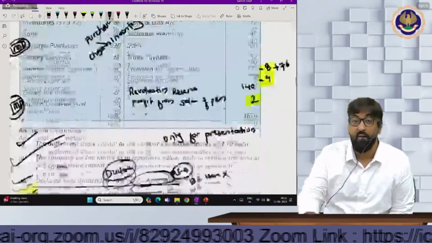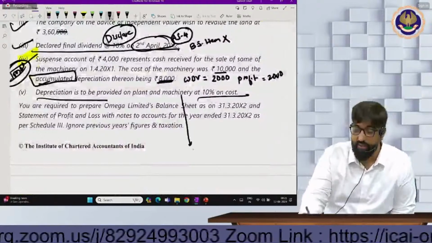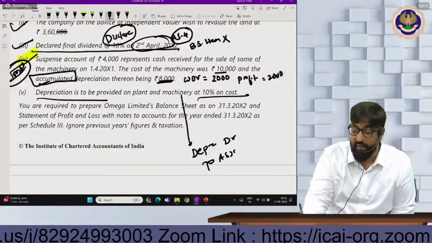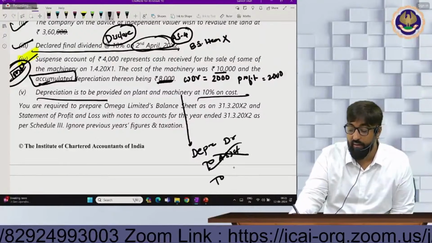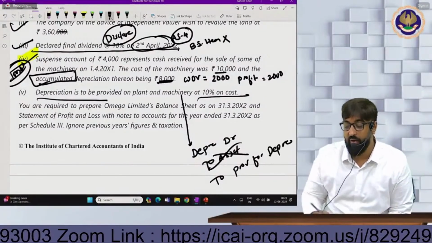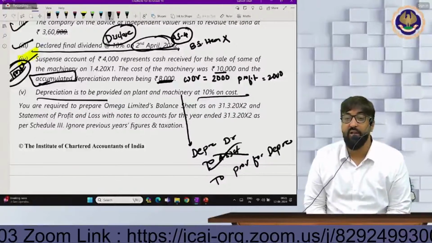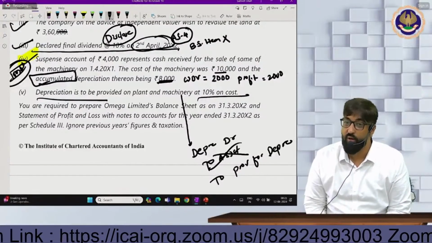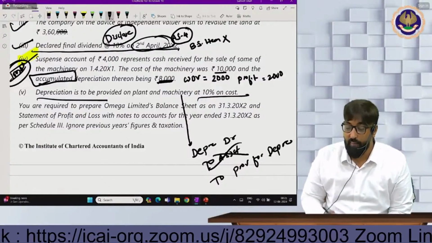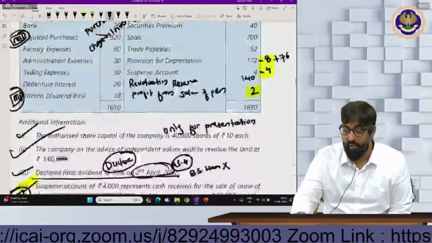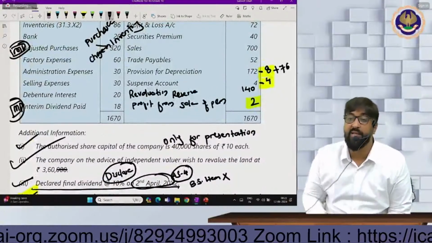Why? Because my entry will be depreciation account debit, not to the asset, because I maintain a provision account, or accumulated account. So depreciation account debit to provision for depreciation. Got the concept? So depreciation will be debited to the profit and loss account, and accumulated depreciation gets increased by 76.